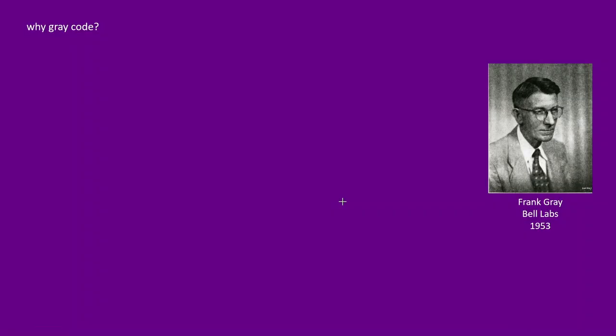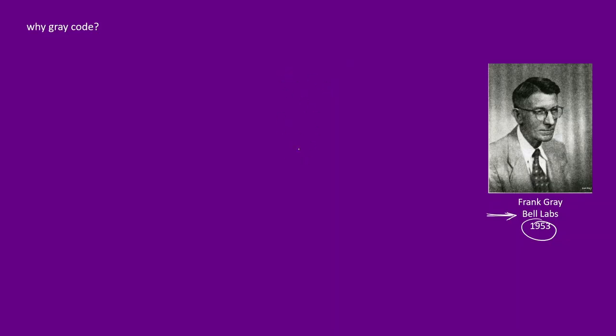So why do we need Gray code? Gray code was invented in 1953 by Frank Gray from Bell Labs. Bell Labs is really cool. It's the same lab that made the transistor, C, Unix, the laser. So I think you should expect pretty cool things to be coming from Bell Labs. So let's try and see the importance of Gray code.